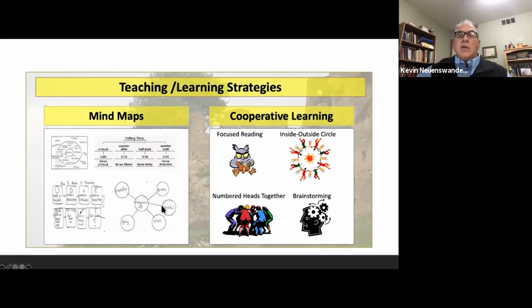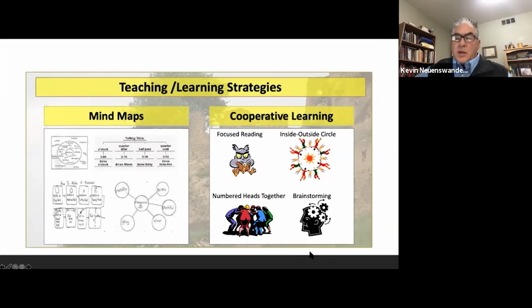So as I walked around, I saw what they were doing. They were writing, they were using this, and the students were highly engaged as they used it. So anyway, there are some cooperative learning strategies. We're going to talk about numbered heads together in just a little bit. Possibly you're familiar with brainstorming and focused reading. I think we're going to talk about that just a little bit.